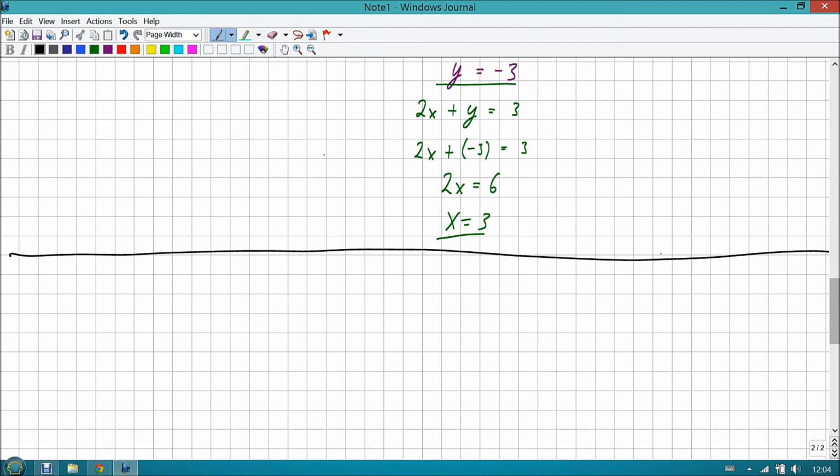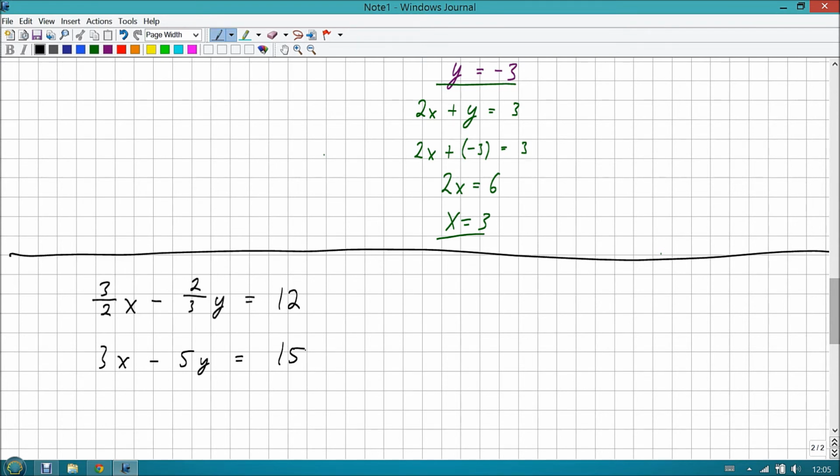Let's look at a system of equations that has some interesting fractions. Let's say that we have 3/2 x minus 2/3 y is equal to 12. And we're going to have another equation, 3x minus 5y is equal to 15. And we want to figure out what x and y are. Well, to do that, we're going to use the elimination method.